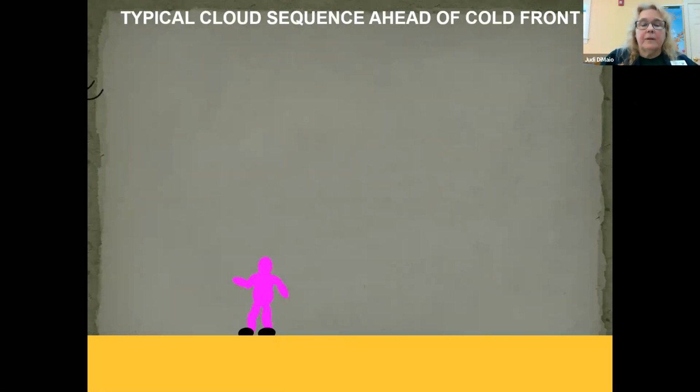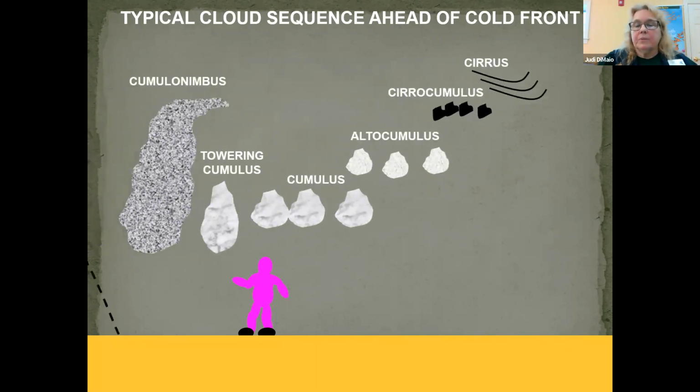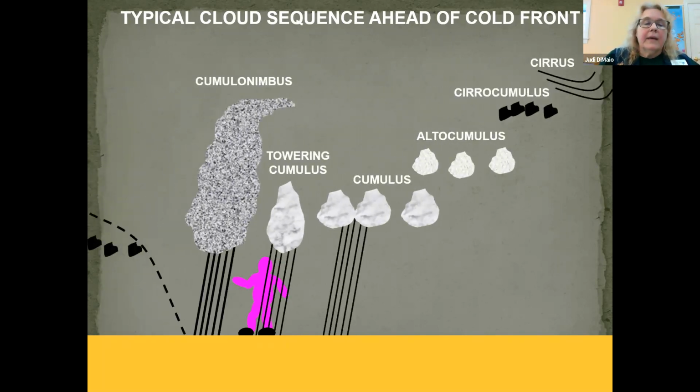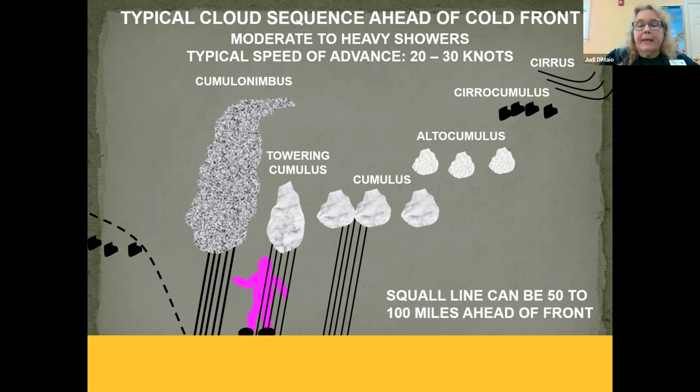Now for a cold front, it's kind of almost the same thing. Certain clouds come through in a certain pattern, and you get moderate to heavy showers. And if you notice, they're almost twice as fast. And you all know what a squall line is. That's that gusty wind with the storms. It can be 50 to 100 miles ahead of the front. So you can see these Cirrus clouds are out about 200 miles.